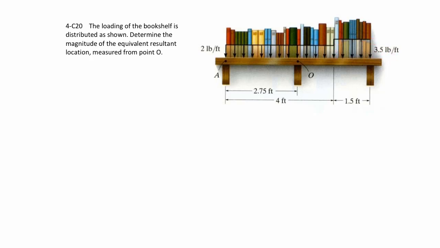What that means is that for every foot you go in this direction, you add another 2 pounds. Starting in this, and from here, you say for every foot that you go in this direction, you add another 3.5 pounds for the total weight. So we'll just use that concept as we're moving forward.